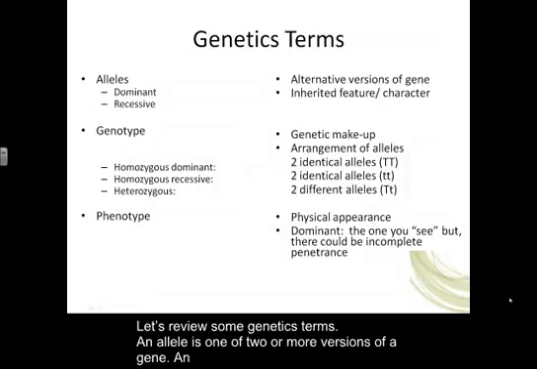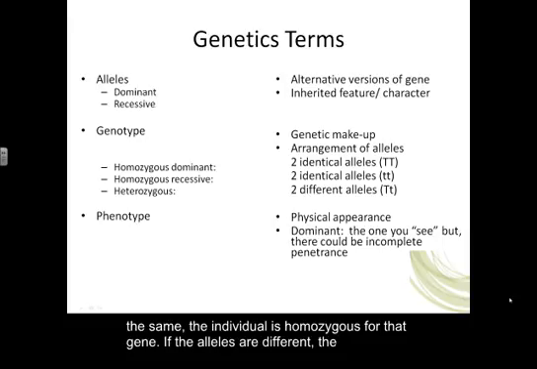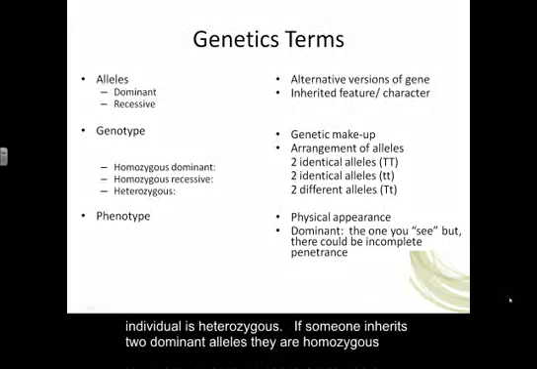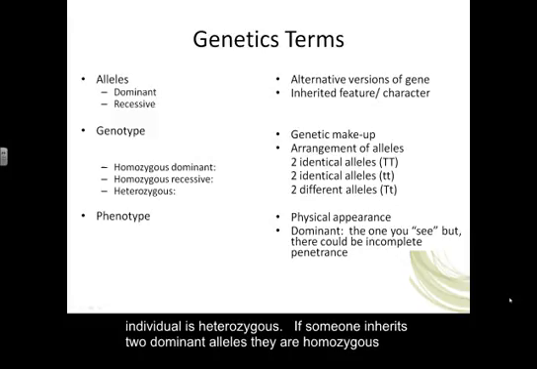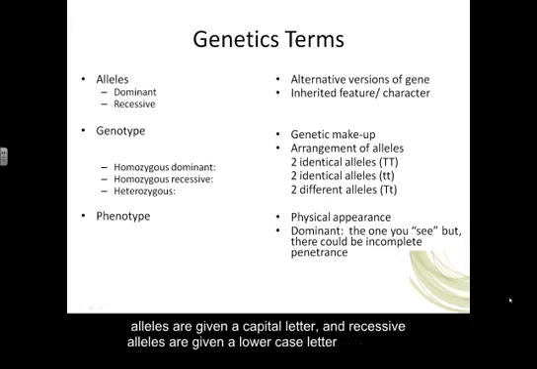Let's review some genetics terms. An allele is one of 2 or more versions of a gene. An individual inherits 2 alleles for each gene, one from each parent. If the 2 alleles are the same, the individual is homozygous for that gene. If the alleles are different, the individual is heterozygous. If someone inherits 2 dominant alleles, they are homozygous dominant. If they inherit 2 recessive alleles, they are homozygous recessive. Dominant alleles are given a capital letter, and recessive alleles are given a lowercase letter.